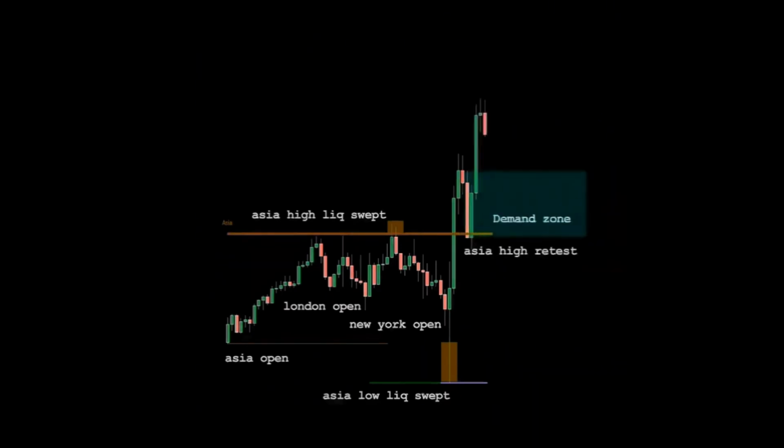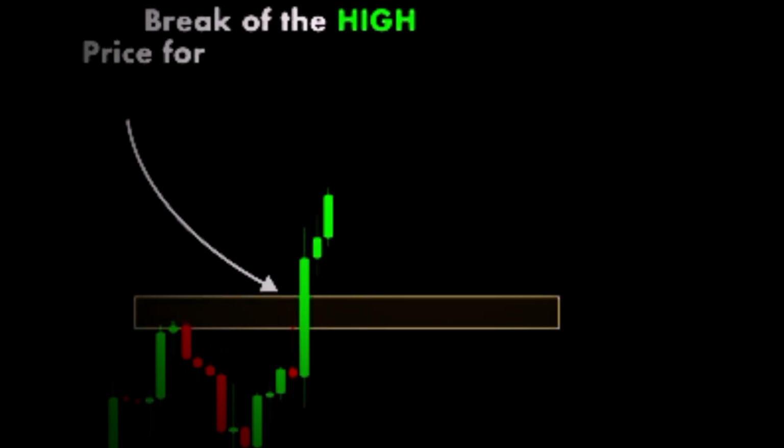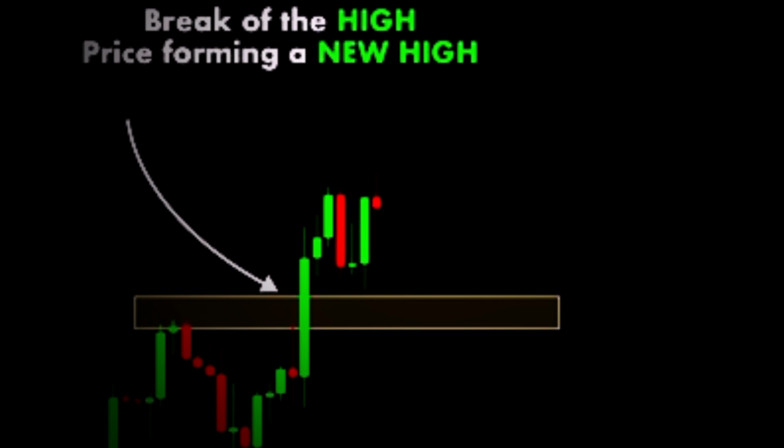Now let's move to our next concept. 5. Breakouts and fake breakouts. A breakout occurs when the price breaks a level of support, resistance, supply, demand, or order blocks. However, breakouts can be fake, that's why you need to learn price action.